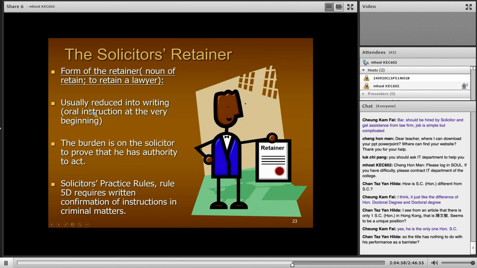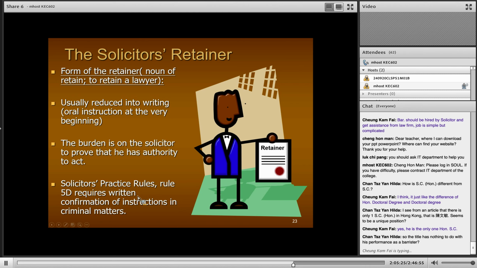Forms of the retainer. Usually it is reduced into writing. Of course, as a matter of urgency, it may be made orally at the very beginning, but usually it will be reduced into writing. The usual format is a letter. It's a letter, right? So there will be the scope of the service and also the possible charge. The burden is on the solicitor to prove that he has authority to act.